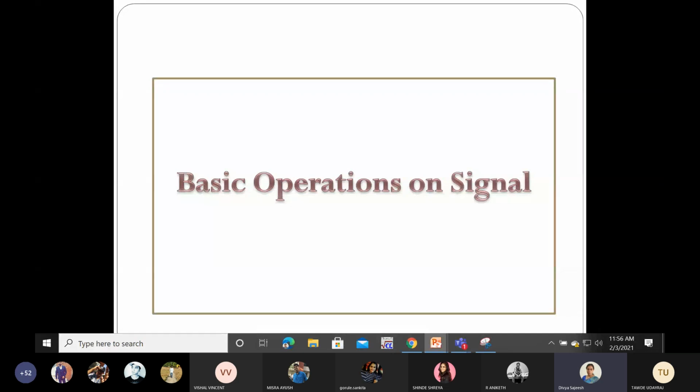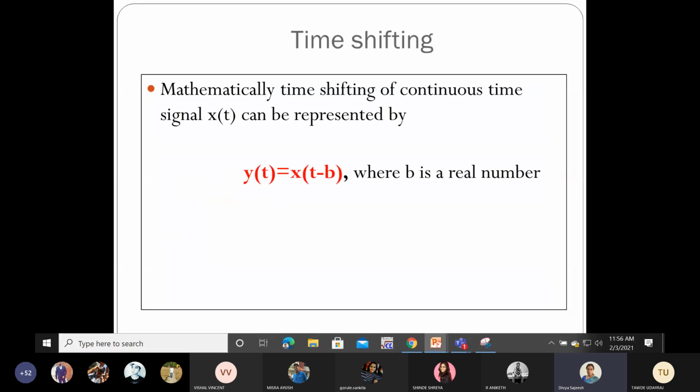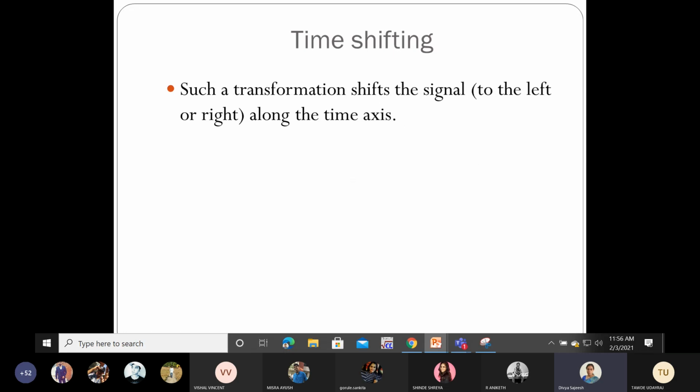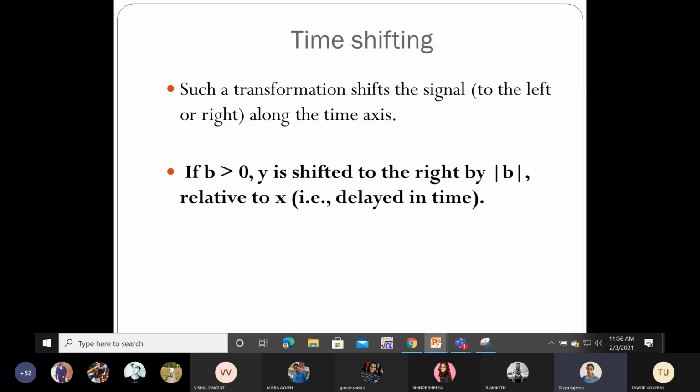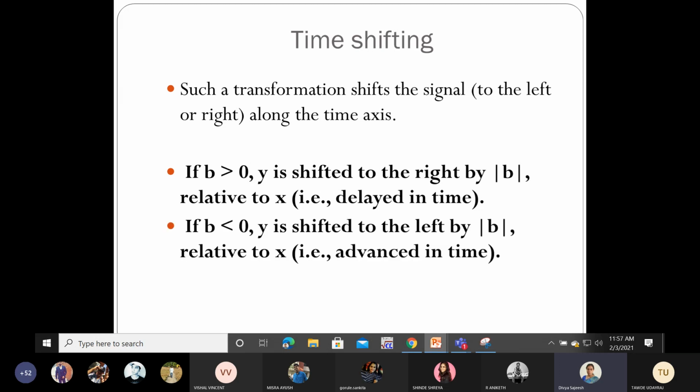So, basic operations on the signals. First is the time shifting of the signal. You are shifting the signal on the time axis, or x axis. So the operation is x of t minus b, and the shifting depends upon the value and the polarity of the real number b. If b is positive, then the signal will be shifted to the right. It is known as delaying the signal. If b is negative, then minus of minus will be plus, so the signal will be shifted to the left, which is known as advancing the signal in time.